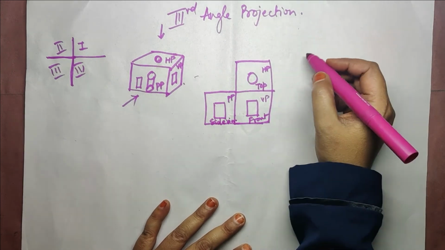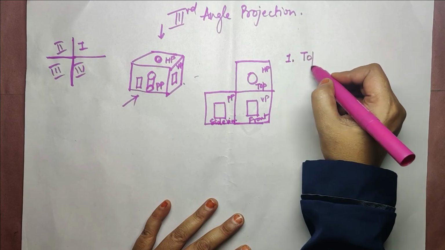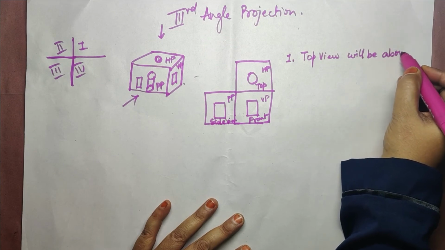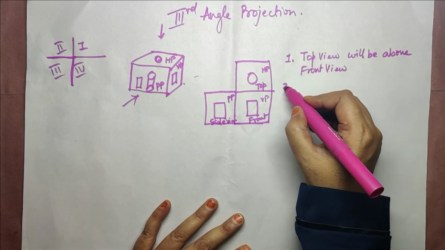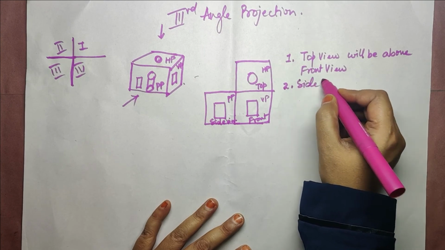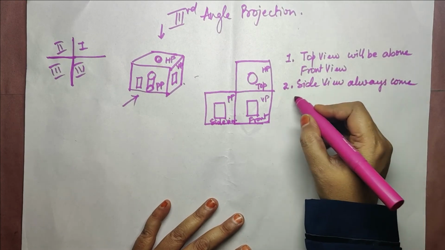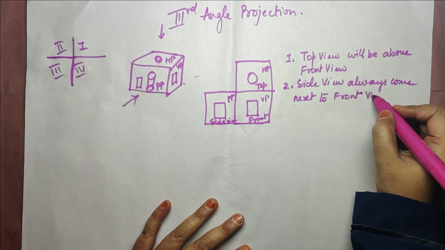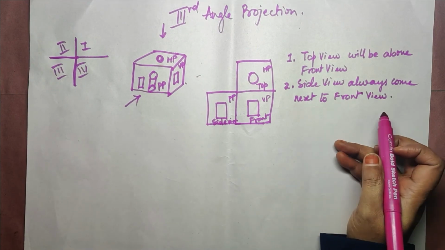So now in this, what is the important first point? Top view will be above front view. Second, side view will always come next to front view. So this is the same as for your first angle projection. Wherever you draw the front view, the side view will come next to the front view itself.